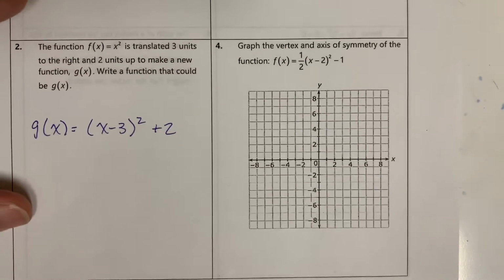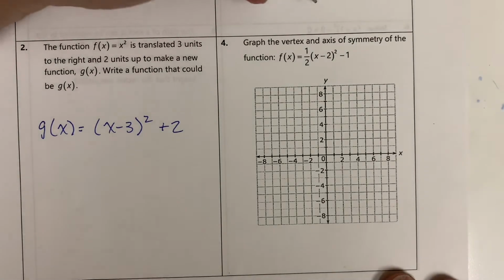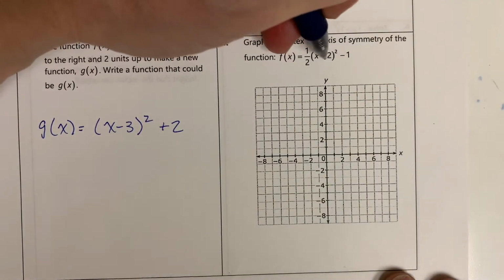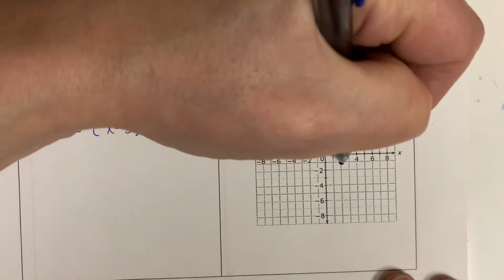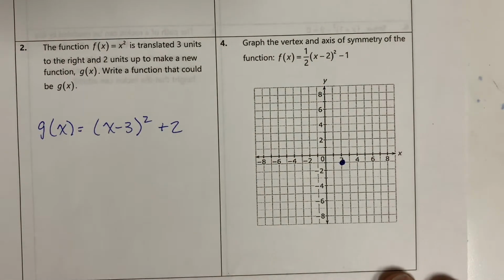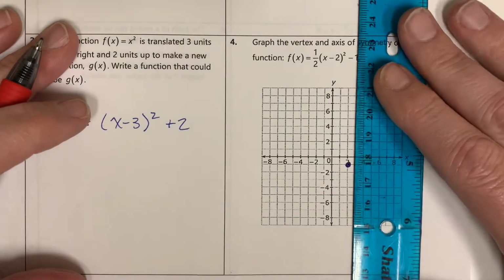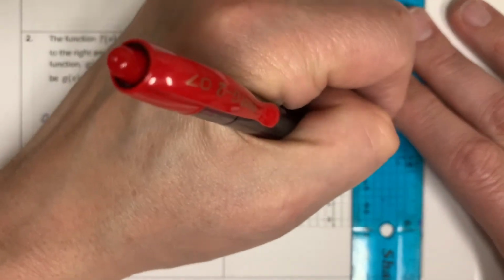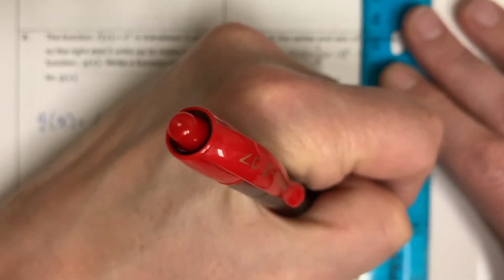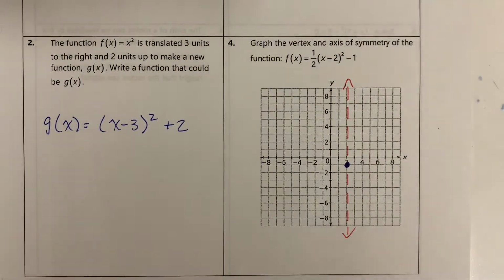Number 4, we need to graph the vertex and the axis of symmetry. So that's it. So the vertex is going to be at +2, -1. The axis of symmetry is a vertical line that goes through that point. So it's going to look like this. It's a dashed line, just like before. And there is our axis of symmetry.